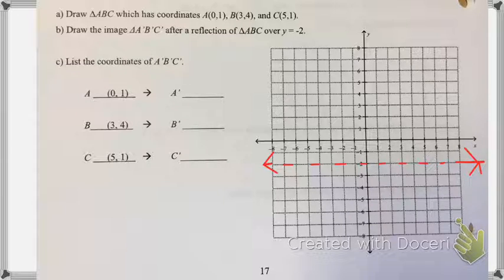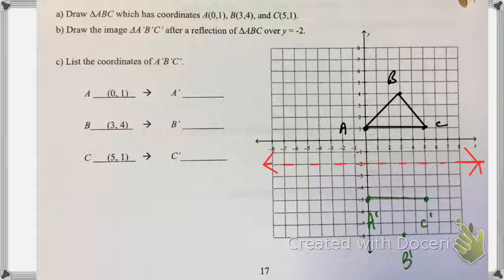Let's do this, class. So let's put down our A, 0, 1. 3, 4 is our B. And C is 5, 1. So there's our triangle. And we're going to reflect it across this line. I like to count how many away I am. 1, 2, 3, 1, 2, 3. So that's how I got my A prime. 1, 2, 3, 1, 2, 3. That's how I got my C prime. And then 1, 2, 3, 4, 5, 6, 1, 2, 3, 4, 5, 6. That's how I got my B prime.